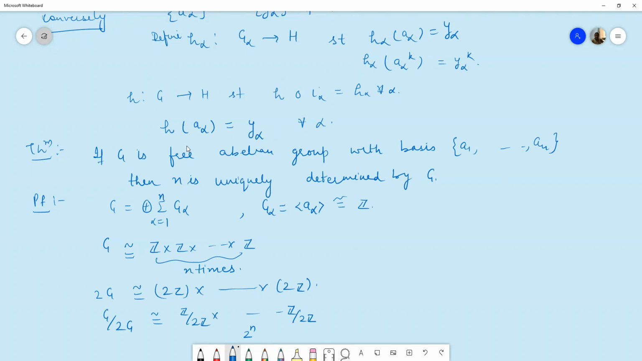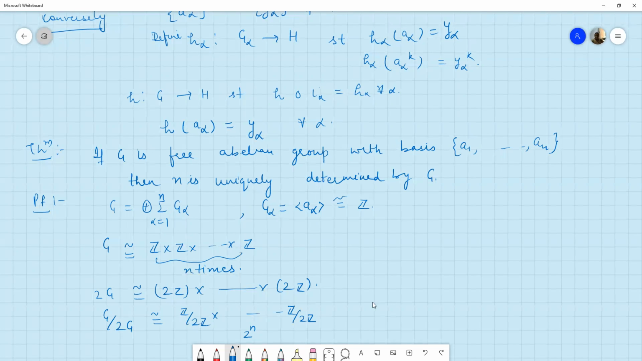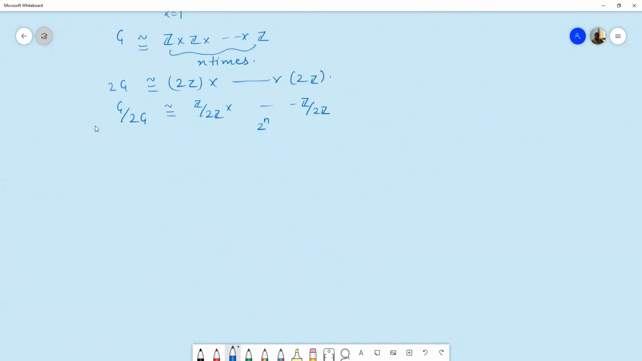So whenever G is a free abelian group with basis A1, A2, up to An, then G upon 2G has cardinality 2 raised to n, and 2 raised to n is a constant number. So it means n is uniquely determined by G. And if G is a free abelian group with a finite basis, let us say the basis which contains n elements, then the rank of G is n. Then we say that the rank of G is n.